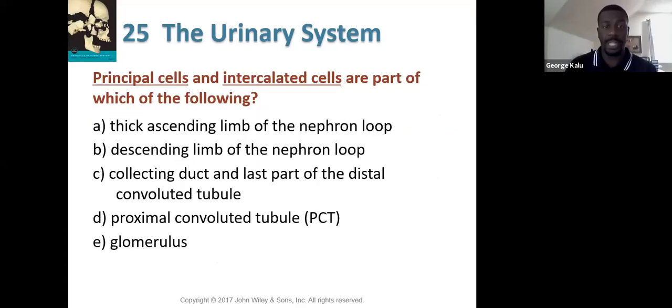Next one. So principal cells and intercalated cells are part of which of the following? Okay, so we have the thick ascending limb of the loop of Henle, the descending limb, the collecting duct in the last part of the distal convoluted tubule, the proximal convoluted tubule, or the glomerulus. Where are those cells found?